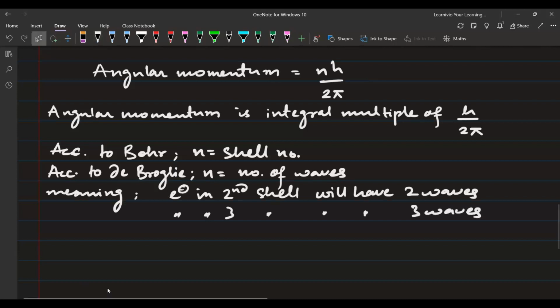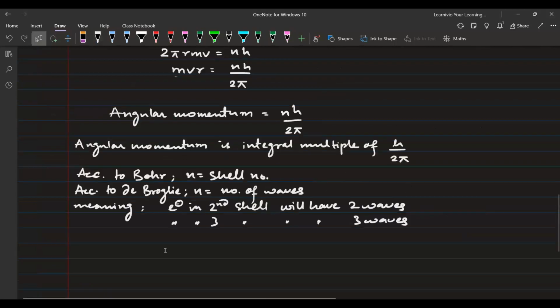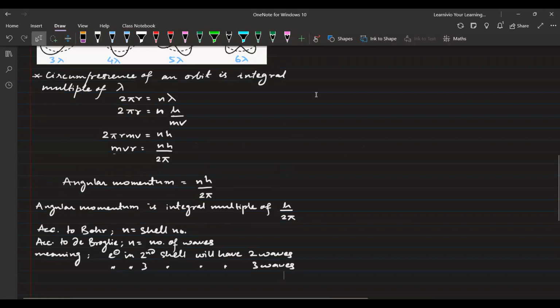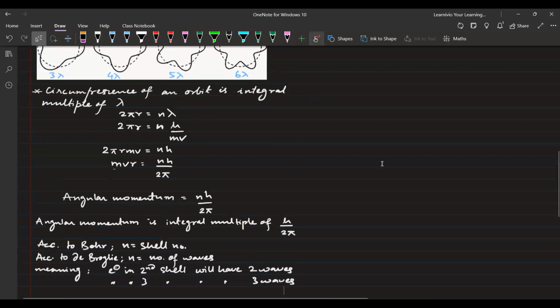ठीक है. इससे बहुत ही आसान से सवाल आते हैं. Like they will give you the shell number और फिर पूछेंगे कितना waves होगा इसमें. So whatever the shell number is, that will be only the wave number. Write this down.